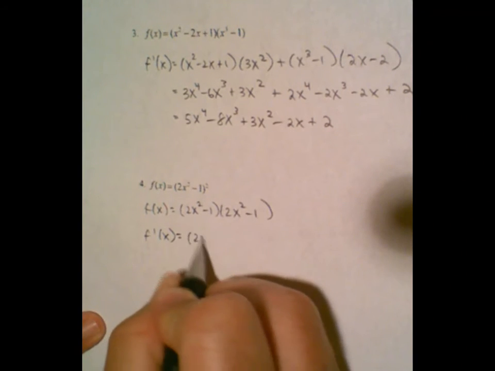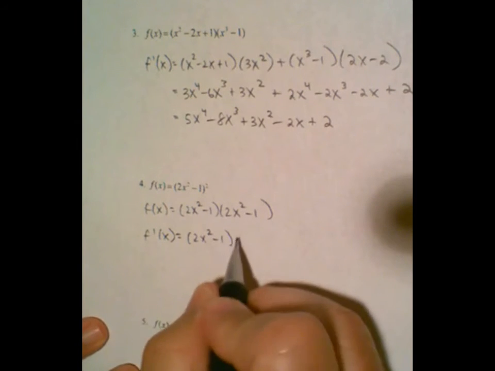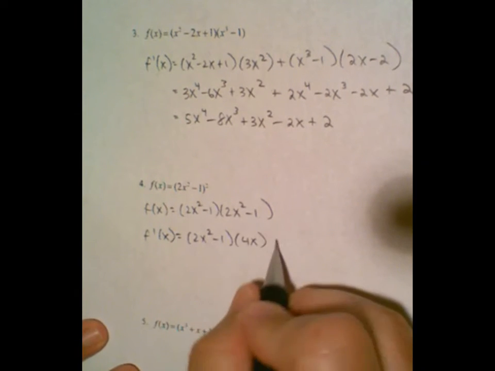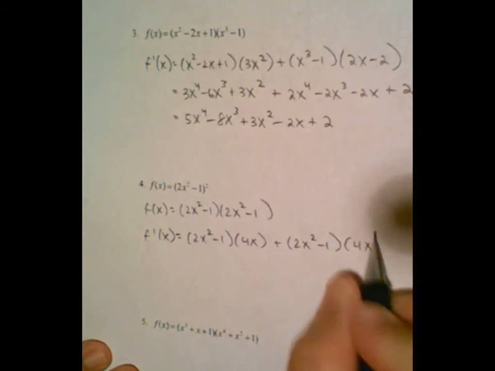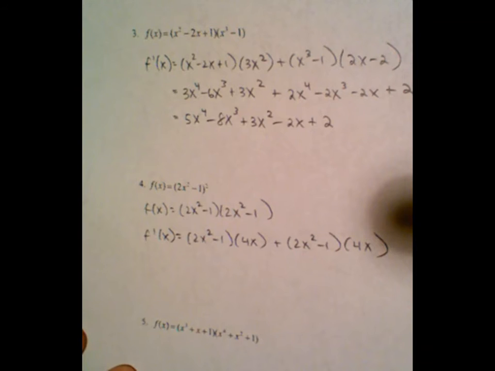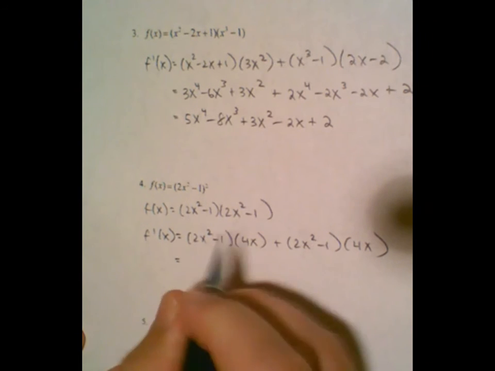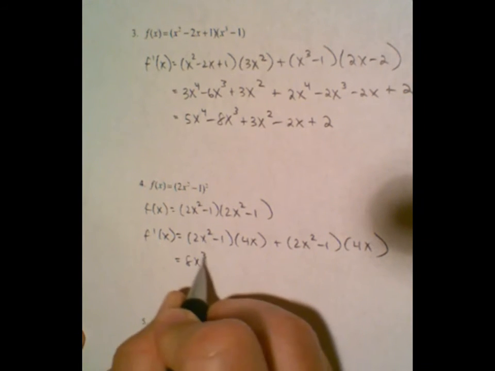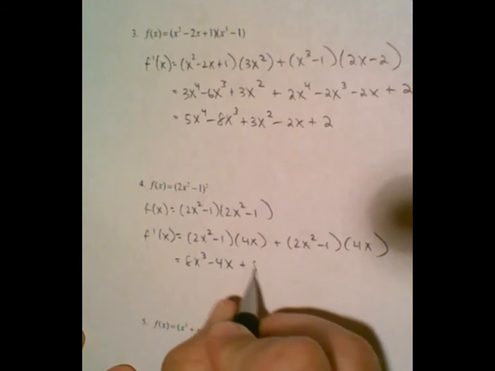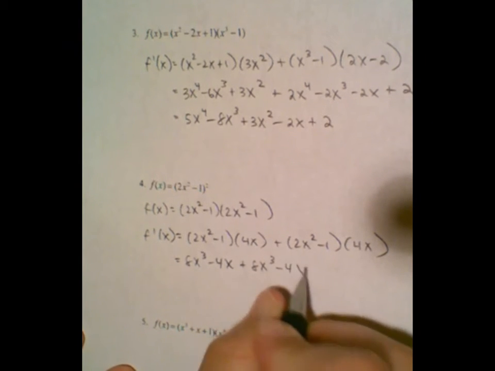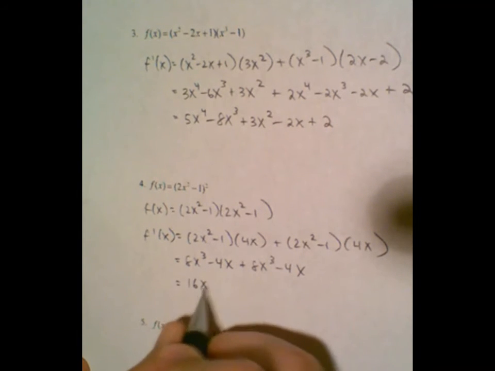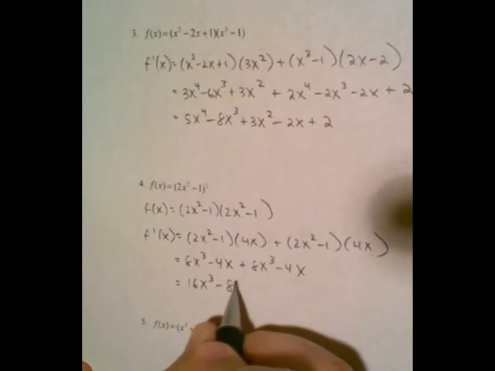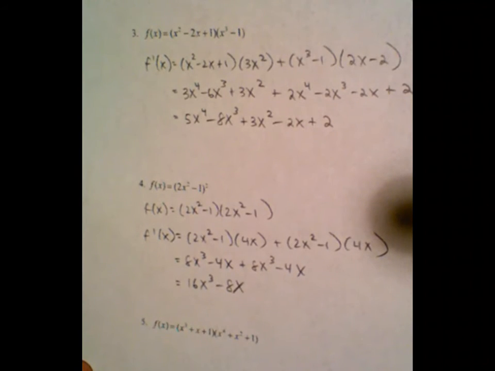The first times the derivative of the second, which is 4x, plus the second times the derivative of the first. Okay. Distribute the 4x: 8x cubed minus 4x plus 8x cubed minus 4x. 8x cubed plus 8x cubed is 16x cubed, minus 4x minus 4x is minus 8x. 16x cubed minus 8x.